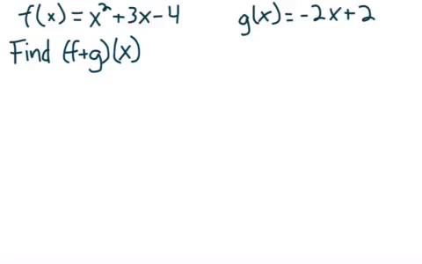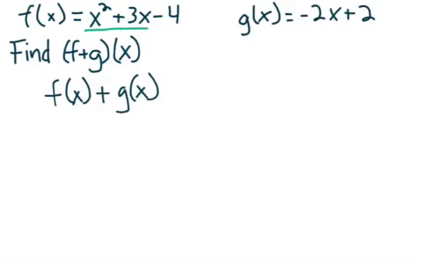This means that we need to add f of x and g of x. Up here we see that f of x is x squared plus 3x minus 4, that's f of x. And g of x, underlined in purple, was negative 2x plus 2.